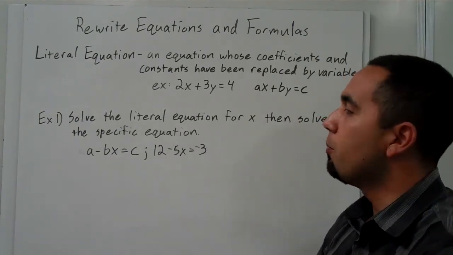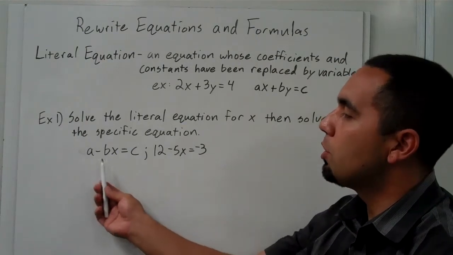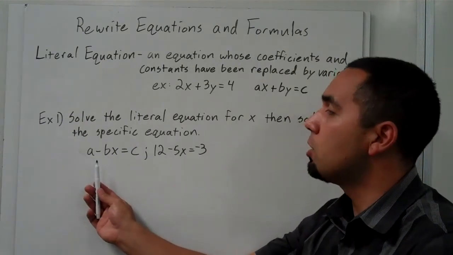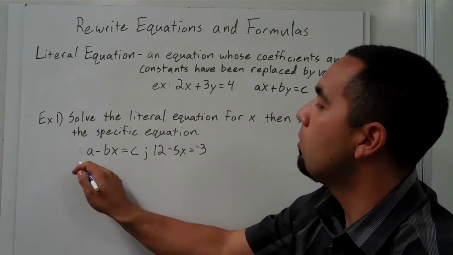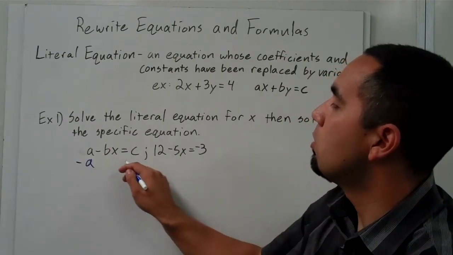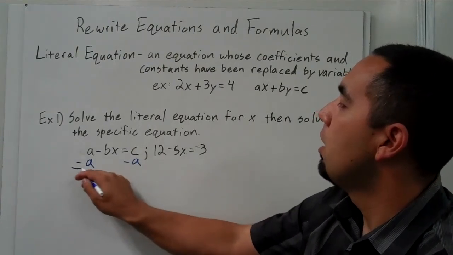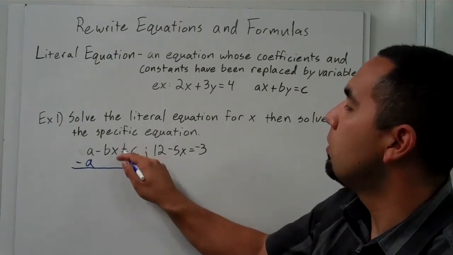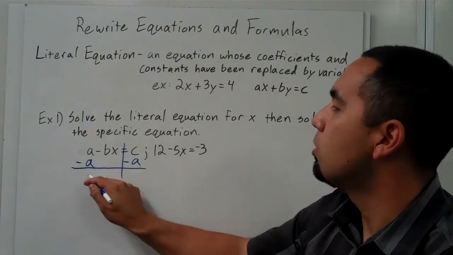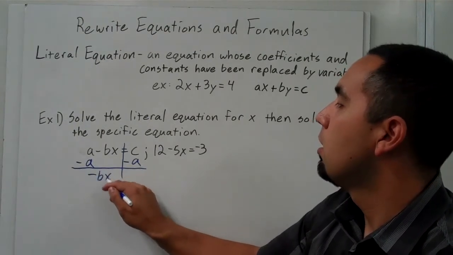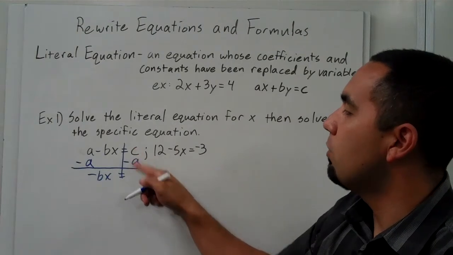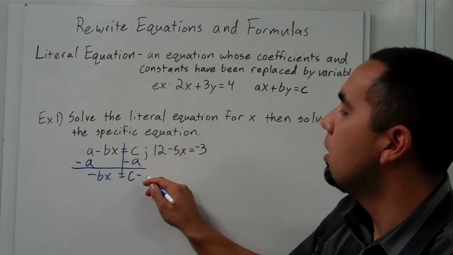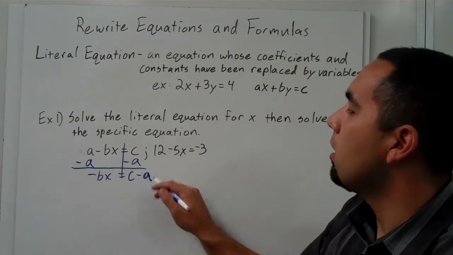So again, when I look at this equation, we should be pretty good at manipulating equations by now. What I want to do is I want to move the a away first. So I'm going to subtract a from both sides. And since these are all different variables, we cannot add or subtract because they are not like terms, right? So I can't subtract a from c, so it's going to be c minus a, okay?